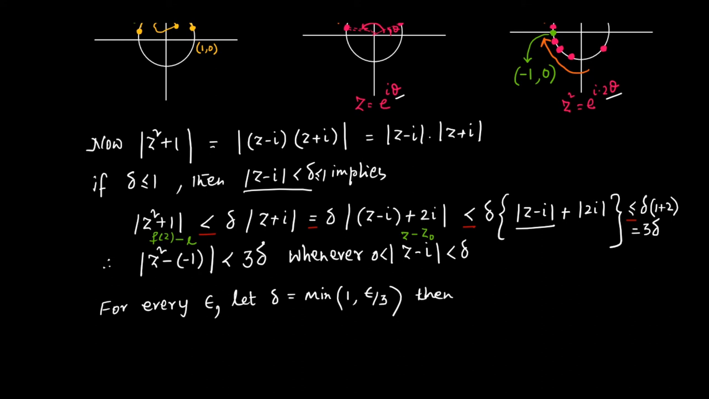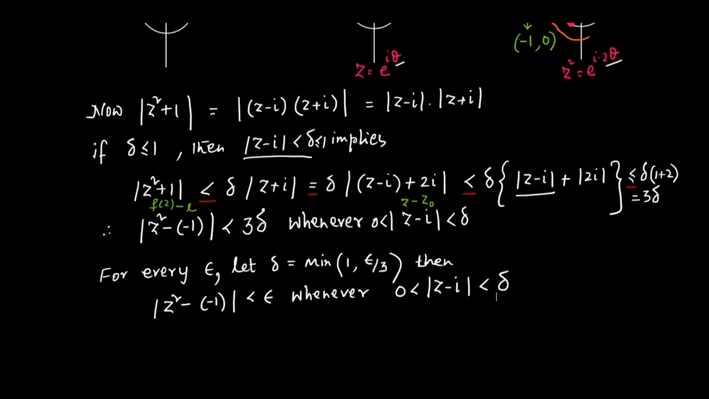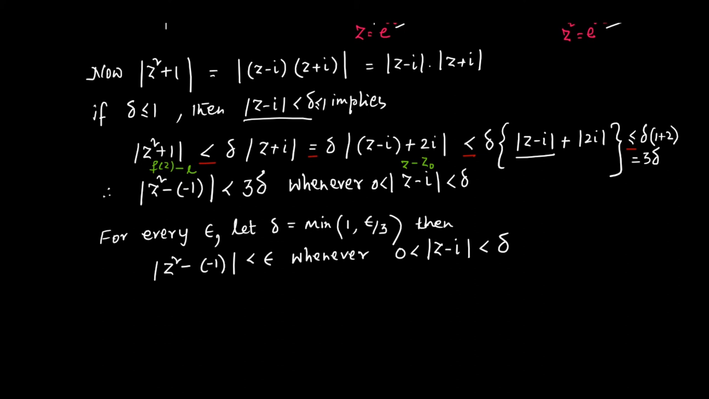Then we can write that mod of z square minus of minus 1 is less than, for this choice, absolutely correct, less than epsilon whenever 0 less than mod of z minus i less than delta. So we got exactly whatever was required. That means we got that this is my f(z), mod of f(z) minus l less than epsilon whenever 0 less than mod of z minus z0, because in this problem i is z0, less than delta.